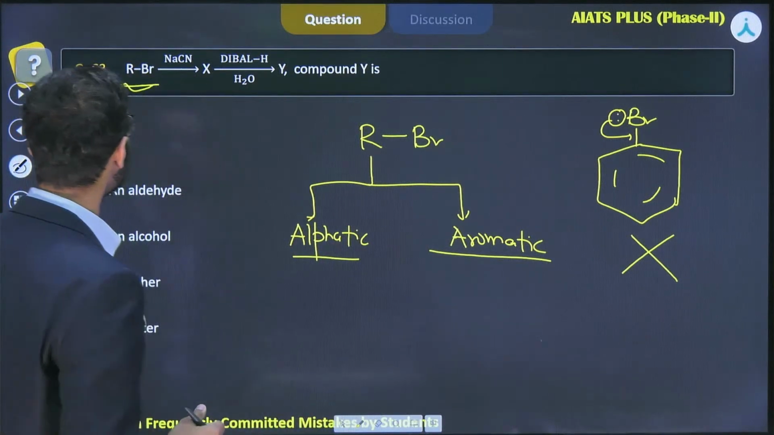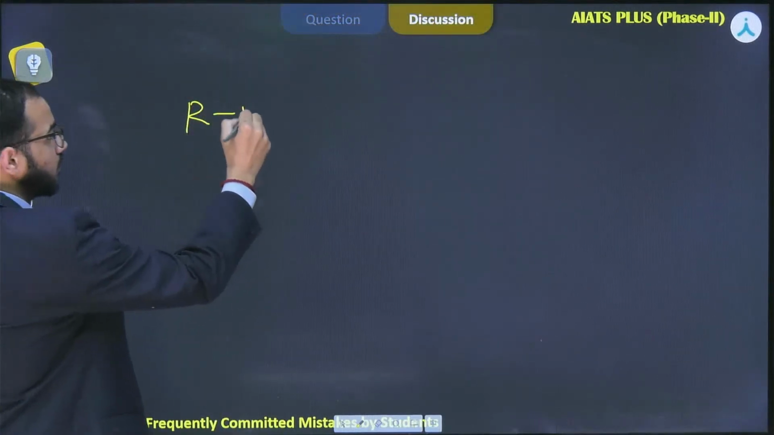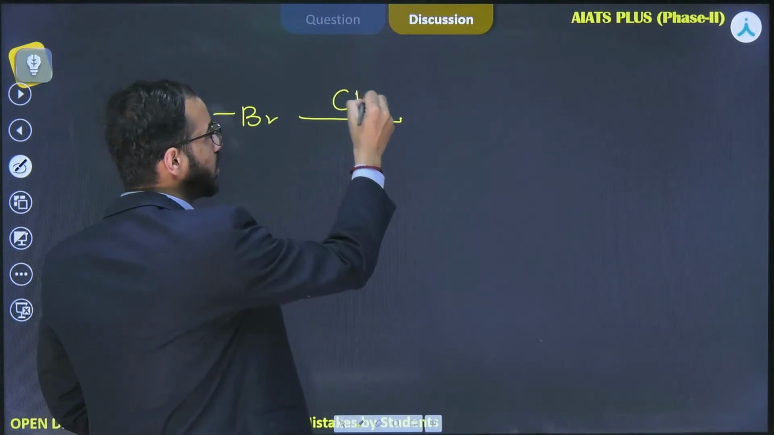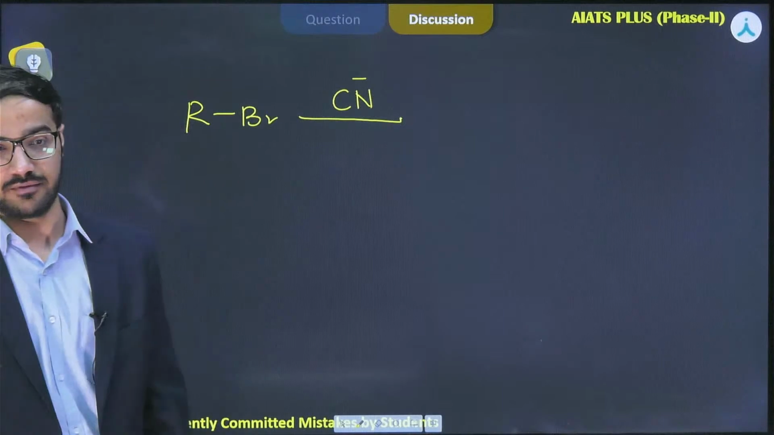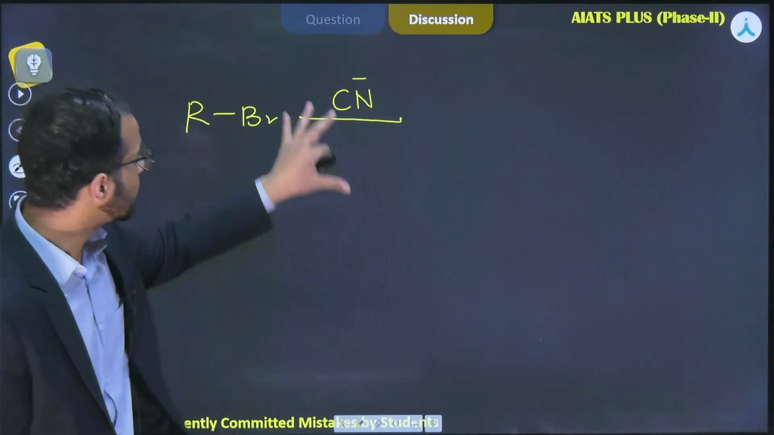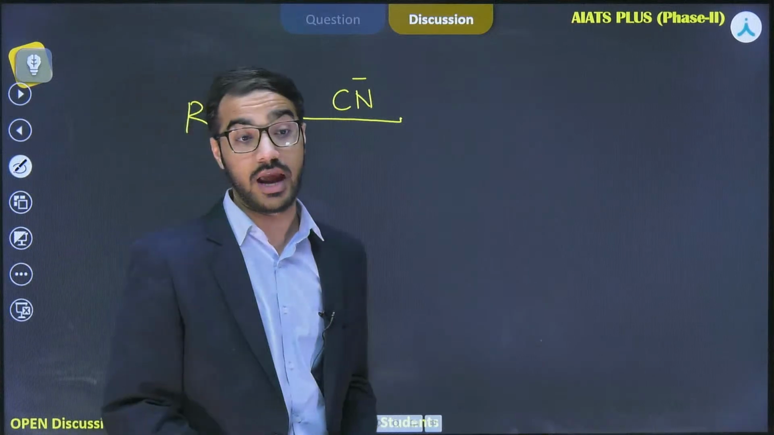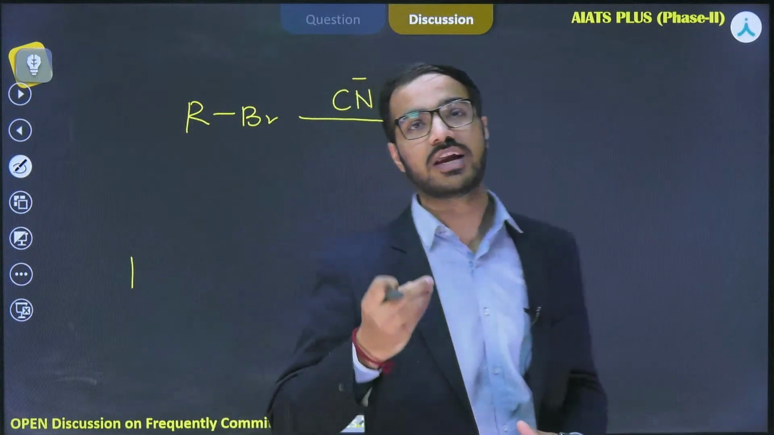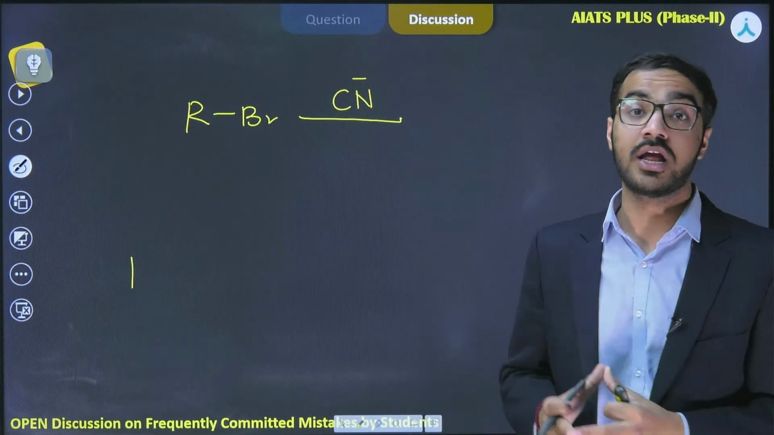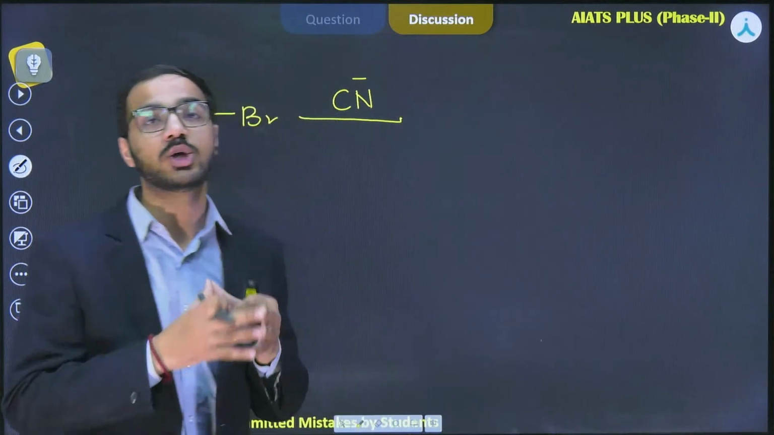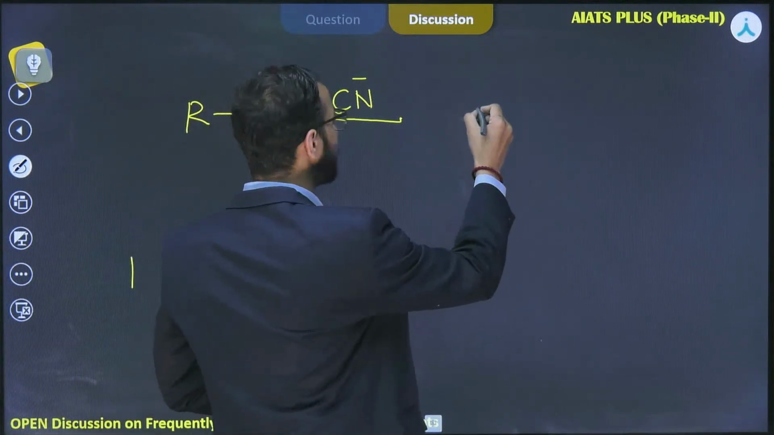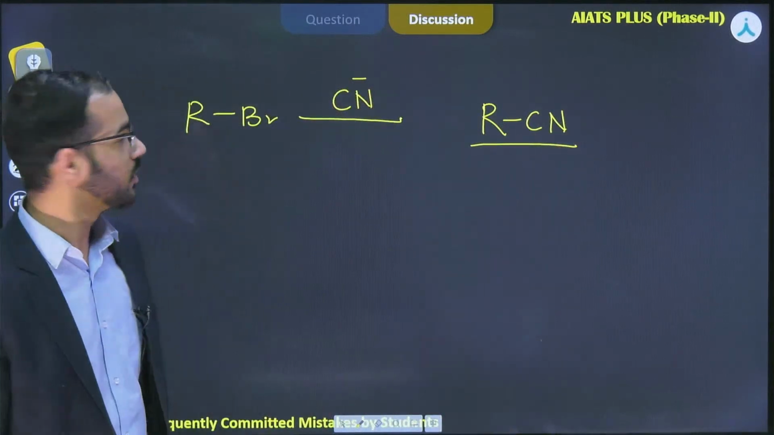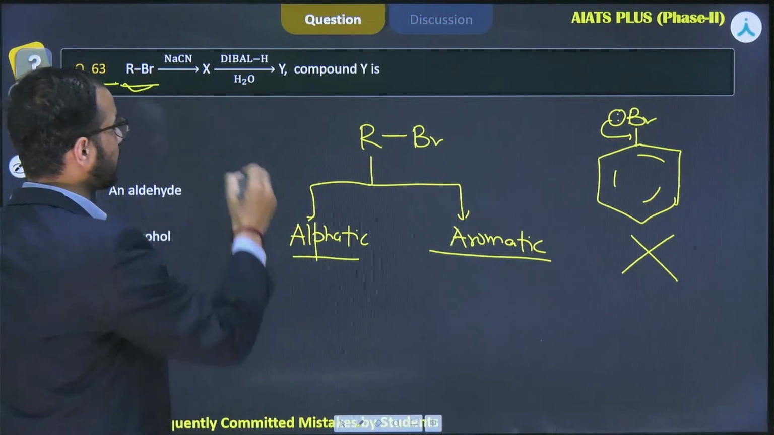So let us say you are having RBr and we are reacting with NaCN. Let us try to write the nucleophile over here, the CN negative. The CN negative will act as a nucleophile, and the alkyl halide has an antibonding orbital. So the nucleophile will attack the empty antibonding orbital and will show an SN2 reaction, and you are getting RCN. This is the A part, and we can say that this is X.